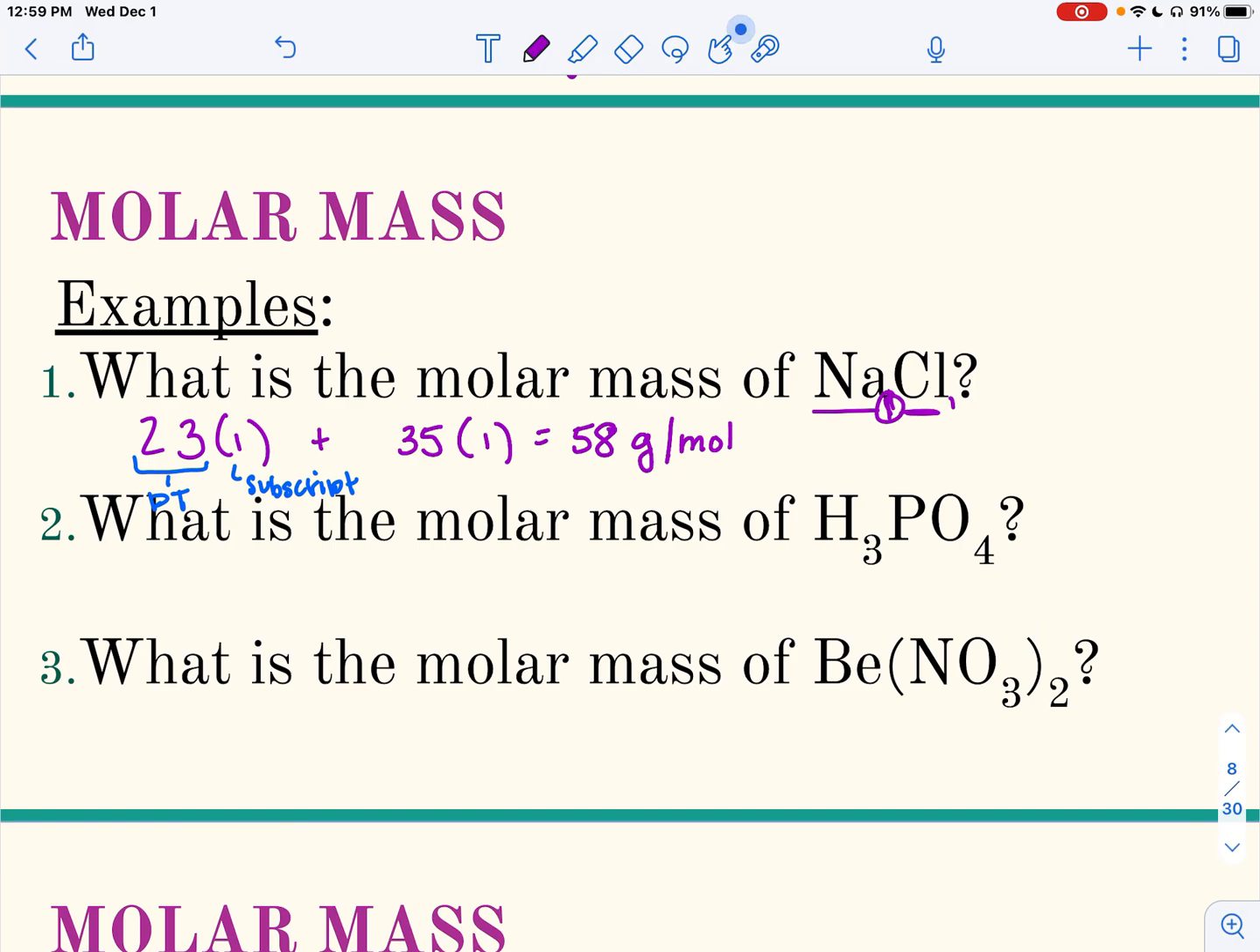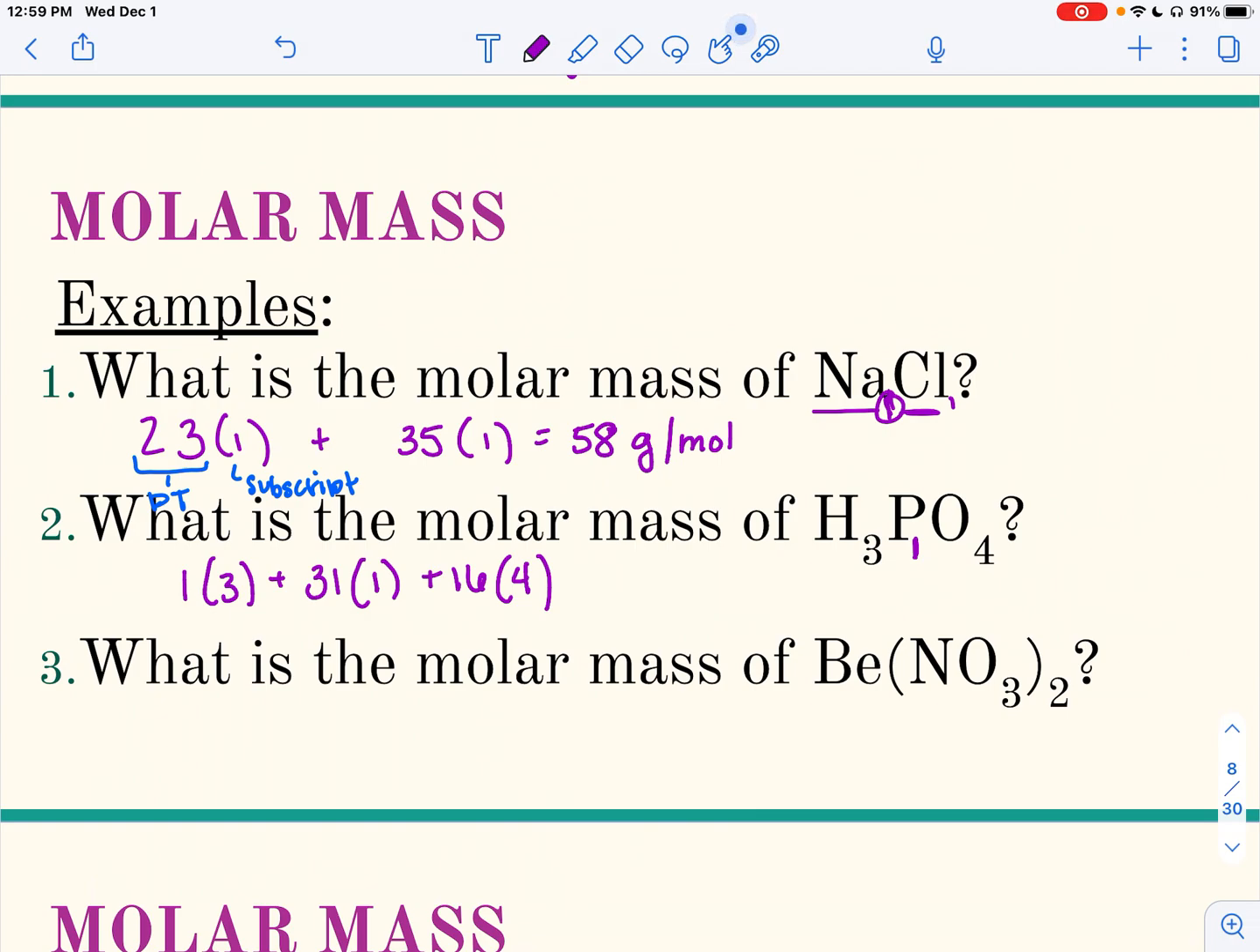So now I'm going to do the same thing for H3PO4. I'm not going to go back to the periodic table. You should have yours in front of you. The atomic mass of hydrogen is 1. The subscript is 3. We're going to add that to phosphorus, which atomic mass is 31. We have 1 phosphorus because there's no subscript here. And then oxygen, we have 4 of them.